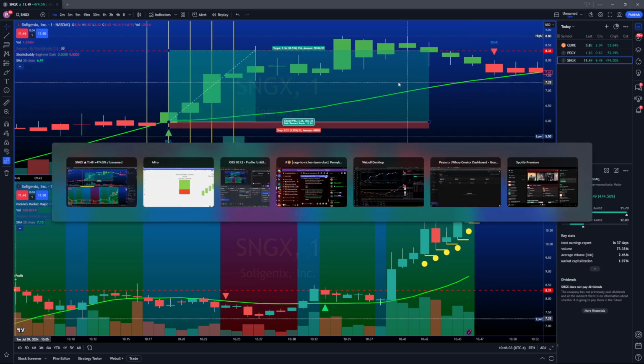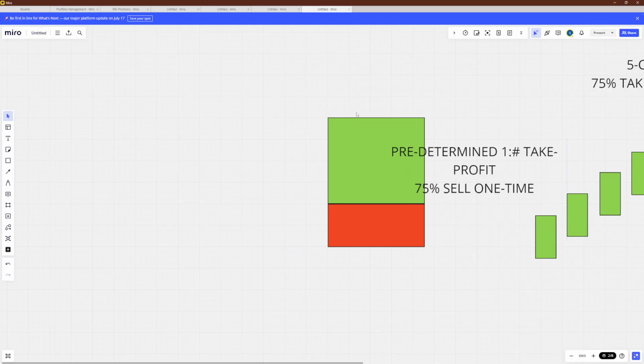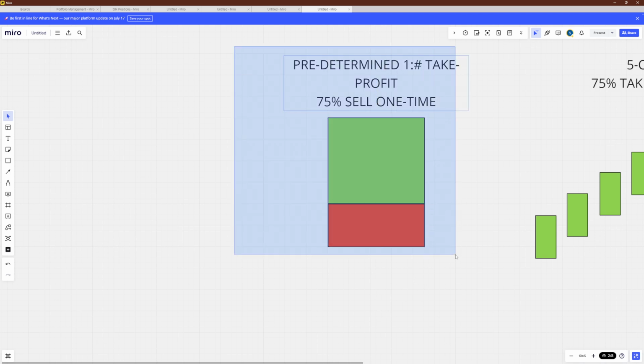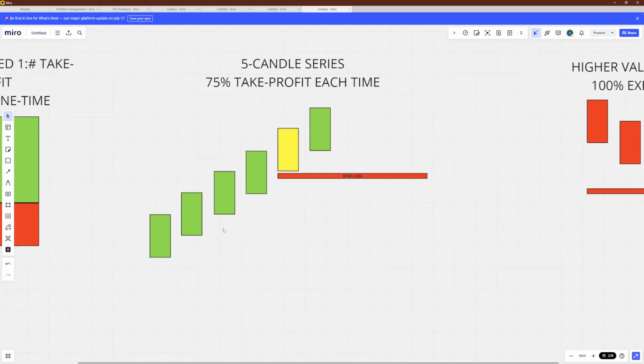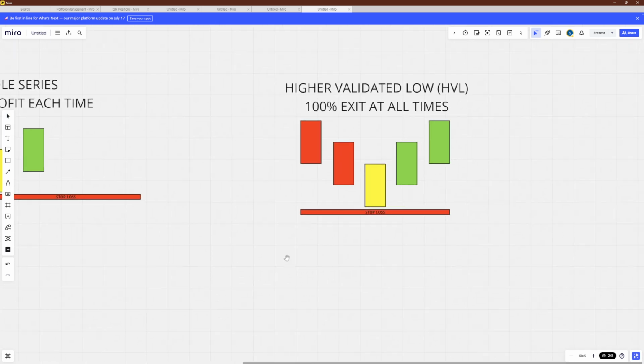Okay, so it's 3 steps. Step 1, selling at this disproportionate take profit ratio, sell 75%. Step 2, look for 5 candle series if they occur. They don't always occur, but if they occur, lock 75% more. I lock 75% more each time. And then I do that with a trailing stop loss, essentially a candle trailing stop loss. And then at all times, I look for higher validated lows to move my 100% hard stop. I just move that up and up and up and up.